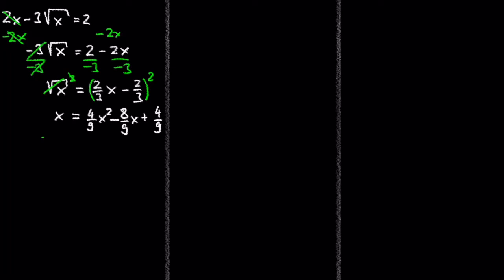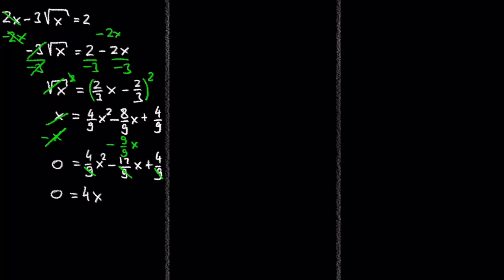Let's subtract x from both sides. We can write negative x as negative 9 over 9 x. So we get 0 equals 4 over 9 x squared minus 17 over 9 x plus 4 over 9. And after multiplying the whole equation by 9, we get 0 equals 4x squared minus 17x plus 4.